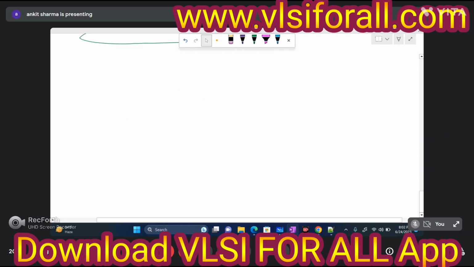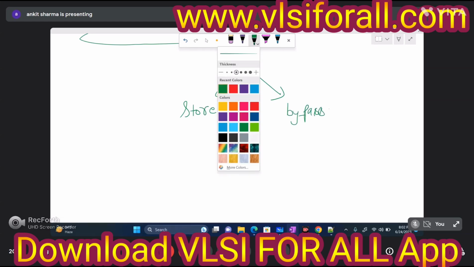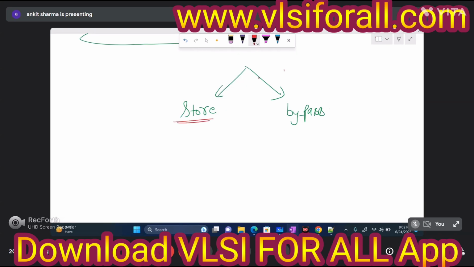So bottle is a container which is of liquid type. Okay. So there are two types of container: one is to store and one is to bypass. Sir, I did not get this. What is this store? What is this bypass?